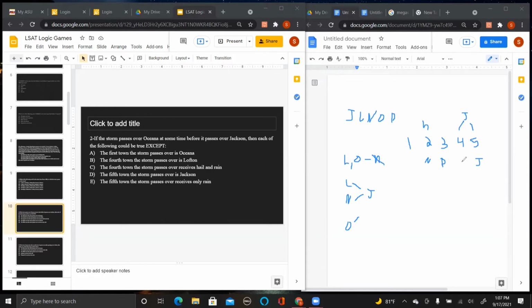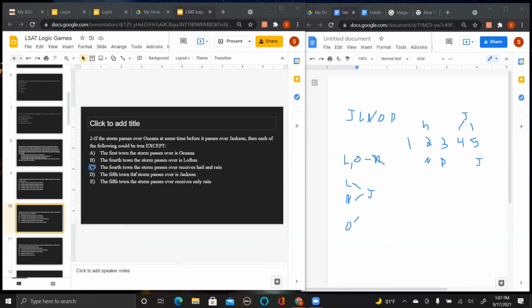The fourth is Lofton. Remember, O or L. The fourth town receives hail and rain. Aha, because we just said the fourth town can be O or L, but neither of them can receive hail, right? So there we go. That can't be the case, because whatever is in that fourth spot is either O or L, and so cannot receive hail.